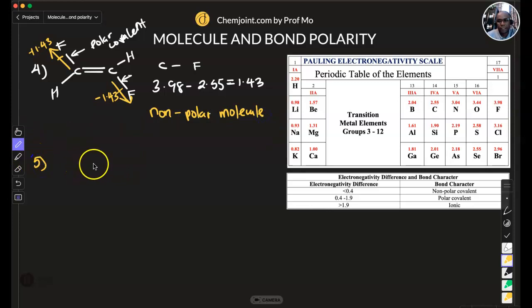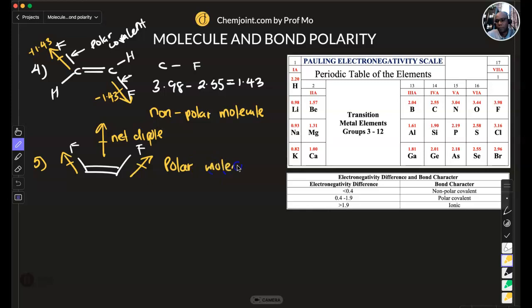And then let's think of this other one that looks like this. This time my fluorines are on the same side. If I point this way, you will see that there is a net dipole, because they are going towards the same direction, upwards. So this molecule in this case would be a polar molecule.